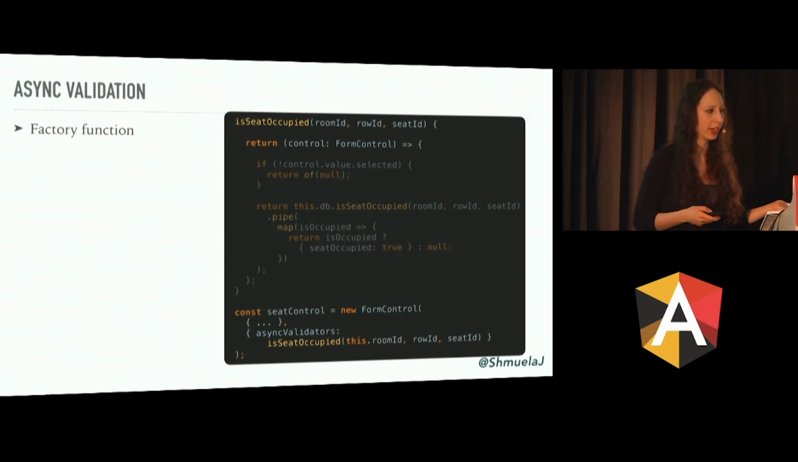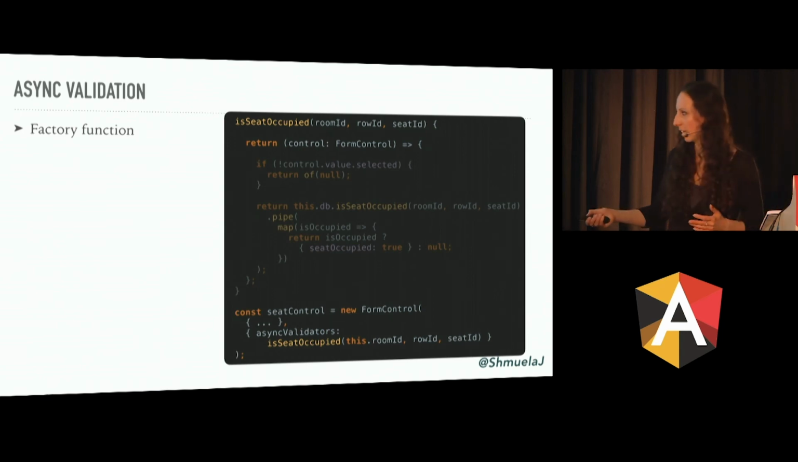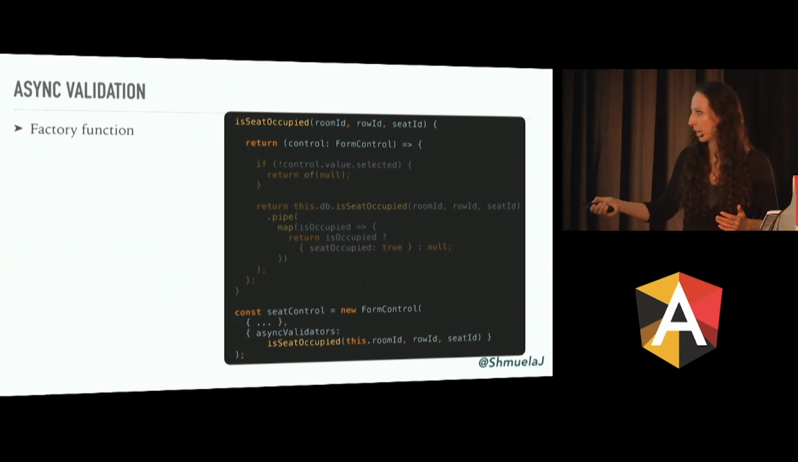Why do we need a factory function? Because when setting the validator, we need additional data. So in this case, we need the room ID, the row ID, and the seat ID. And this factory function returns the actual validator, which receives only the control itself. And this is how we would set it. Not the only way, of course, for setting this validator, but when we create this form control, we can pass is seat occupied, this function, with the data that we have here when we create this form control.